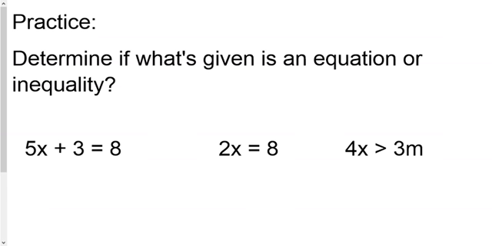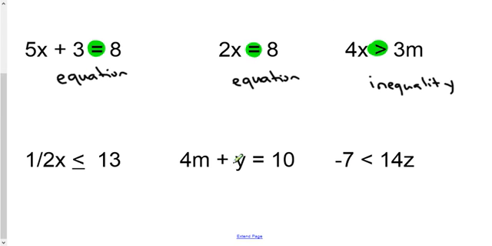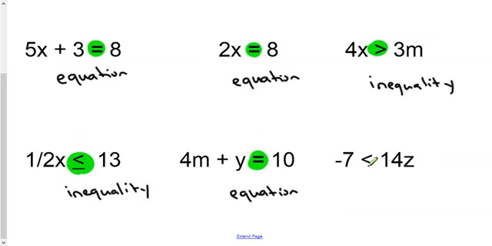Now, determine if what's given is an equation or inequality. If you recall, the idea is you find out if it's got an inequality sign or an equal sign. Since it's got an equal, this would be considered an equation. This has an equal sign, so it's an equation. This has an inequality sign, so of course we would call that an inequality. Same thing down here. Inequality, because it has the inequality sign. Equation, because it has an equal sign. And inequality, because it has the inequality sign.